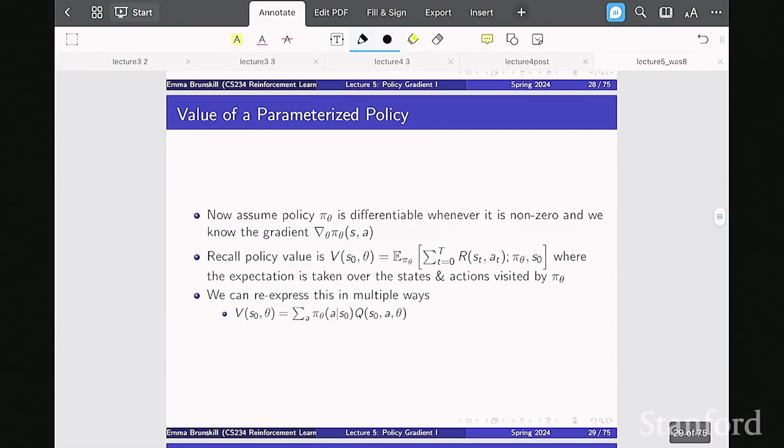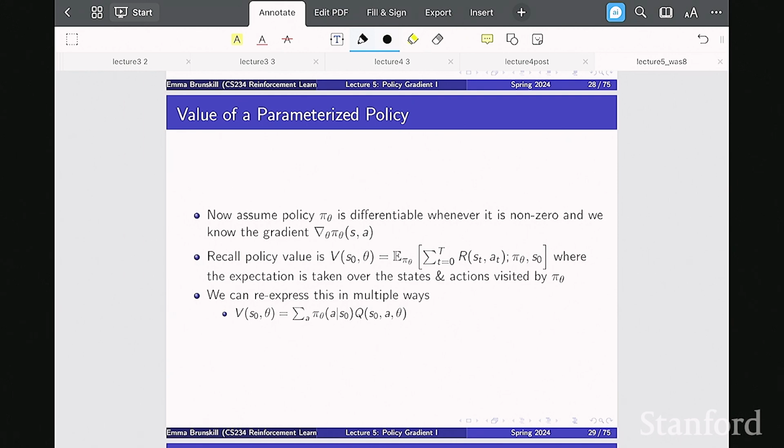Okay, so let's keep assuming that the policy is differentiable. Whenever it's non-zero, we know the gradient. That still doesn't tell us how to solve policy gradient methods yet, because what we want to do is take derivatives of the value function. So I want to find the policy that has the best value function, which means I'm going to need to take the derivative of the value function with respect to the policy parameters.